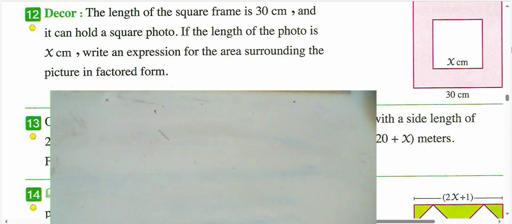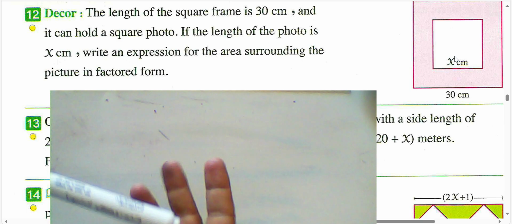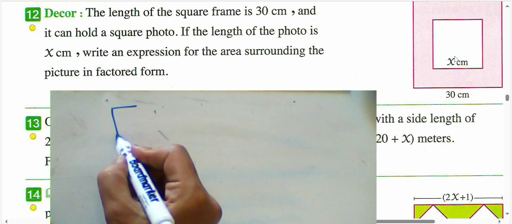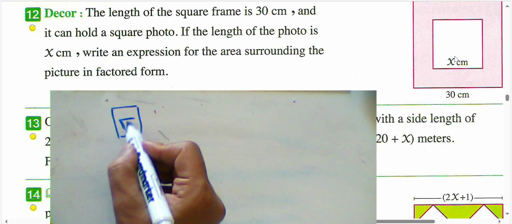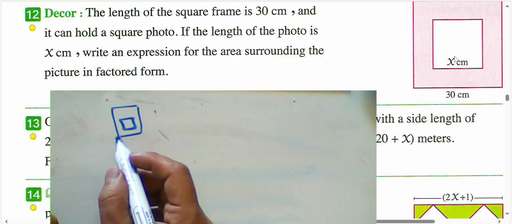The length of the square frame is 30 centimeters and the side length of the square photo is x. We want to find the area of the colored part. What is the expression for the area surrounding the picture in factored form? I will get the area of the outside square and the inside square, and find the difference between them.